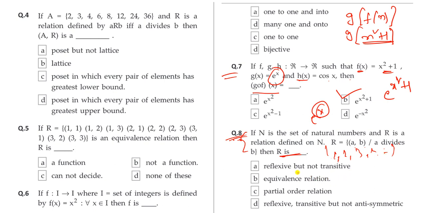A divides B, then R is reflexive but not transitive? No, it should be transitive. Okay, equivalence relation, no. Okay, it is a partially ordered relation, because anti-symmetric is existing, not symmetric. Because 2 divides 4, but 4 does not divide 2. Okay, 4 does not divide 2. So it is not symmetric.